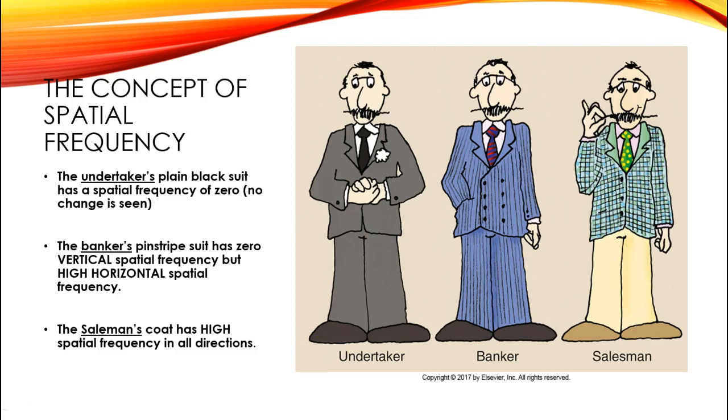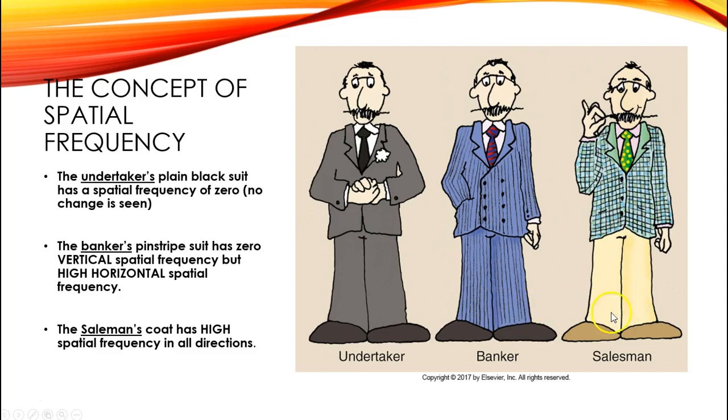So there's no changes in his suit from horizontal to vertical. Okay, the banker with this pinstripe suit has 0 spatial frequency in the vertical direction. So 0 change in the vertical direction. If these were all lined up, you would see 0 change vertically. But when you go horizontally, it has a high spatial frequency. So there's changes. There's line pairs. Just imagine these are line pairs close together. So this has a high spatial frequency in the horizontal direction where all the lines are intersecting.